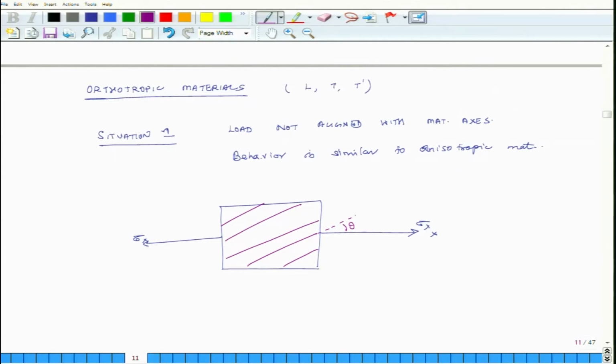In this case, the response of the material is that of an orthotropic material, but this is general orthotropy. So, it is generally orthotropic.